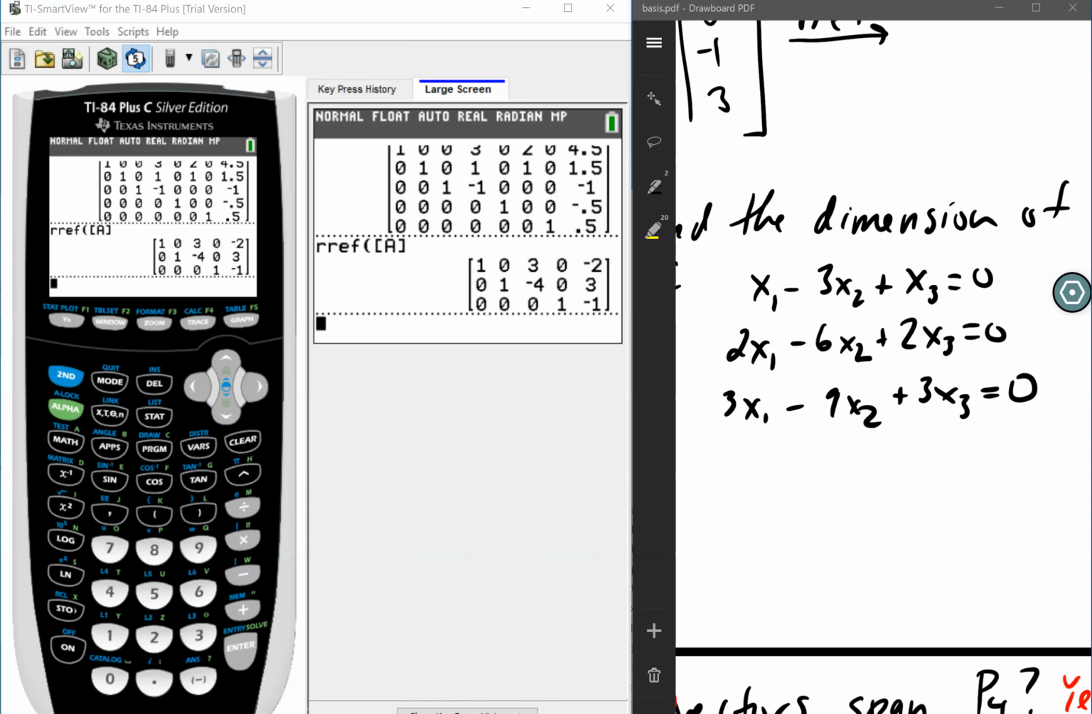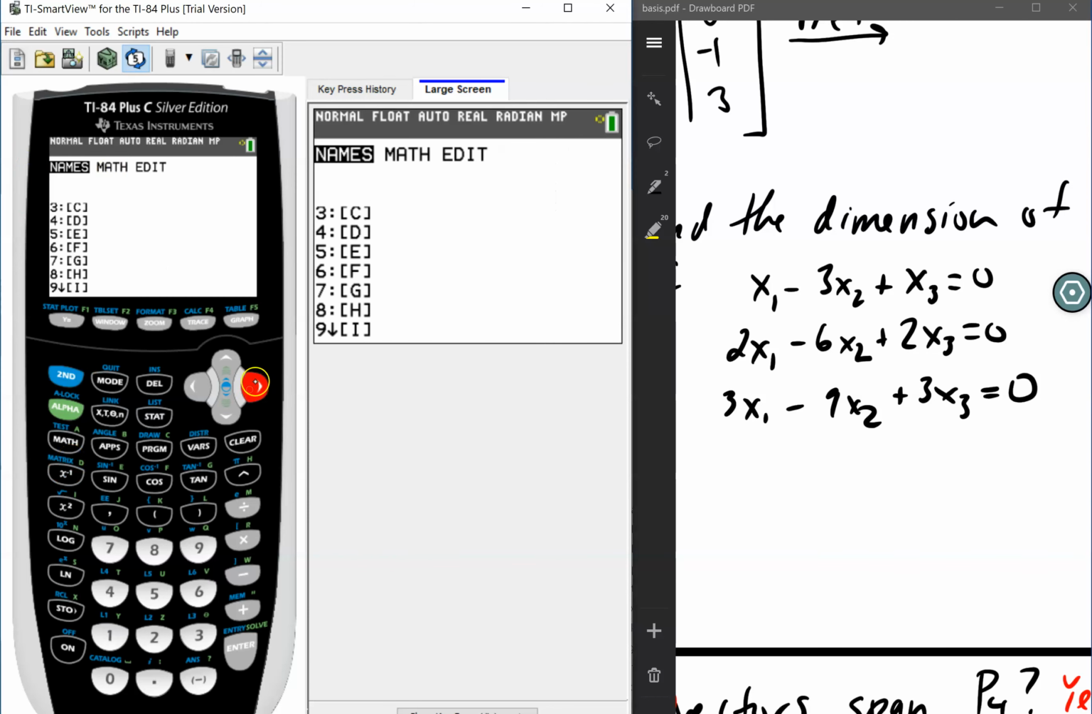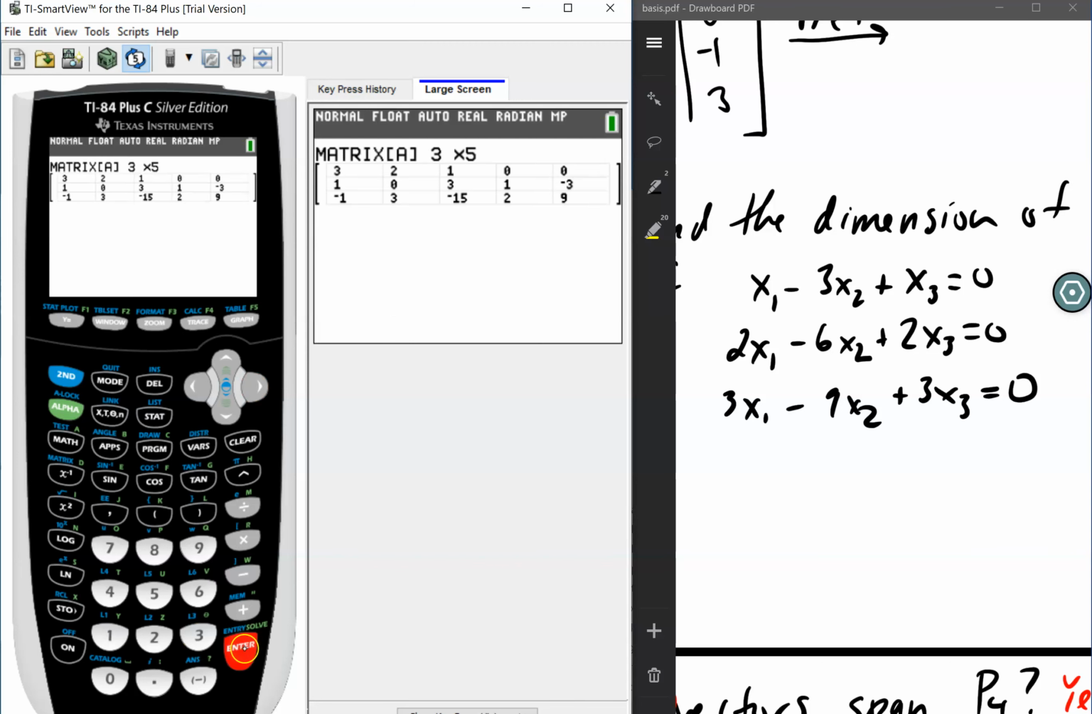All right, so let's enter this system of equations in matrix form into our calculator. I'm not going to bother putting in the zeros in here because we know when we reduce that column of zeros, it's still going to stay zeros. So let's go over to matrix, edit. Let's make it a 3 by 3. And the coefficients will be 1, -3, 1, 2, -6, 2, and 3, -9, 3.